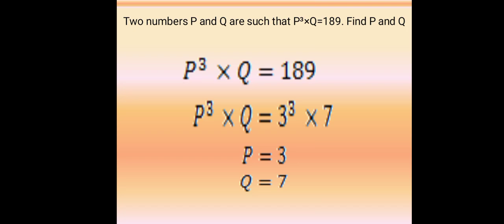Now this means that P cubed is the one that is equal to 3 cubed. So P is equal to 3. Now the Q that is raised to power 1 is the same as 7 raised to power 1, which means that Q is 7.